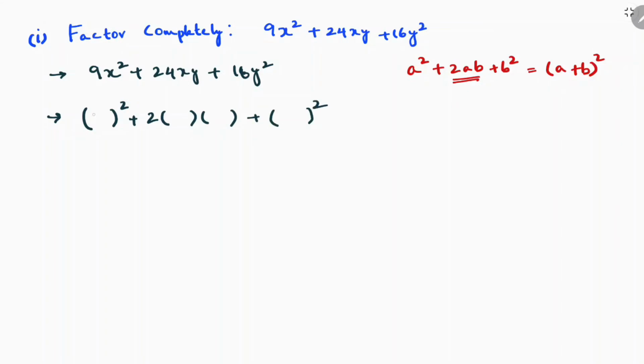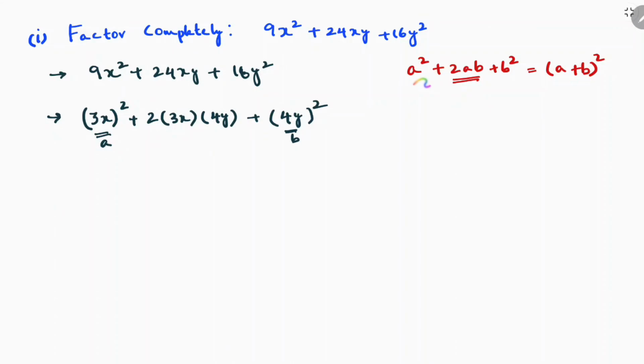So here this 9x square I can write as 3x whole square, and 16y square I can write as 4y whole square, because 4 square is 16 and y square is y square. Now this will act like a and this will be b. If we substitute 3x and 4y here, I need to check whether I am getting the same number 24 or not. 2 times 3 is 6, 6 times 4 is 24xy. See, we are getting it perfectly.